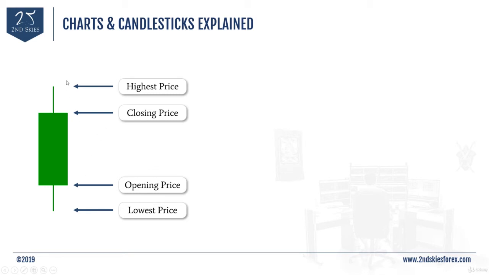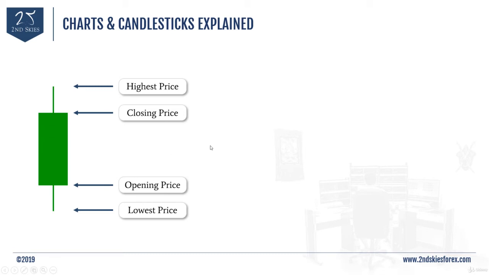When price within this particular time frame, let's say it's a day, moved up, so it closed higher than it opened, it means this is a bullish bar. Price advanced within this time frame, or let's say it's a daily chart, so within that day, price advanced. So it opened down here, closed up here.